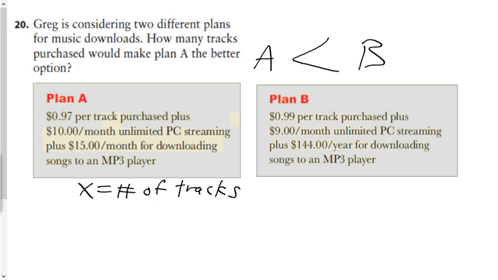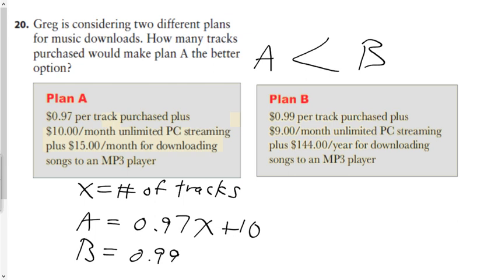97 cents per track. So plan A will be 97 cents per track plus $10 a month. Plan B will be 99 cents per track plus $9 a month. I have this wrong. Let's go back and do this again. I misread it. A is 99 cents per track. Got it. $10 a month.